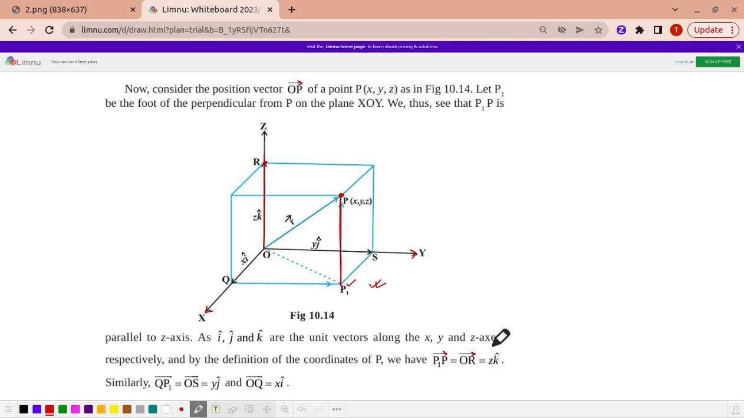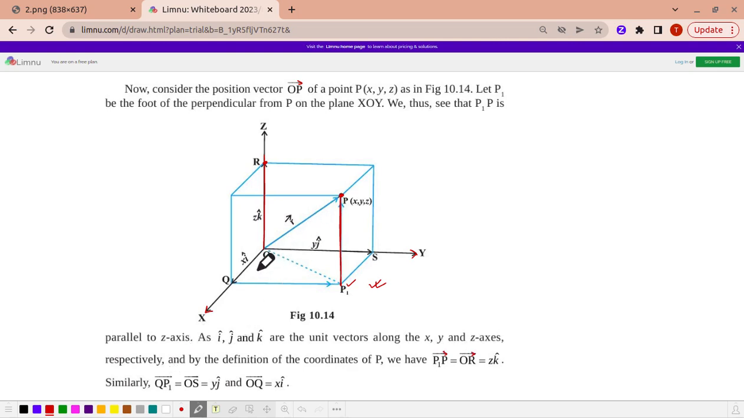So the vector P1P is nothing but a parallel shifting of the vector OR. As it is a parallel shifting, the vector remains the same. That means the vector P1P is the same as the vector OR, and we know the vector OR is along the z axis, so hence it is k cap.